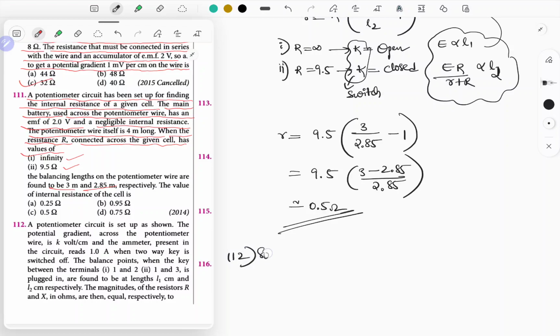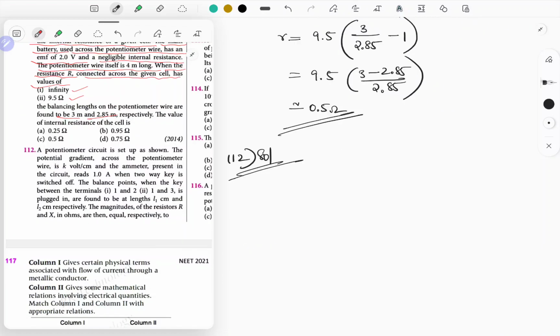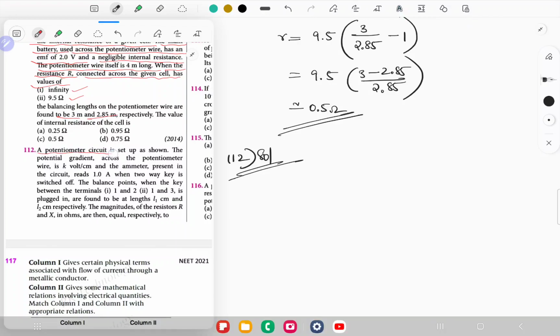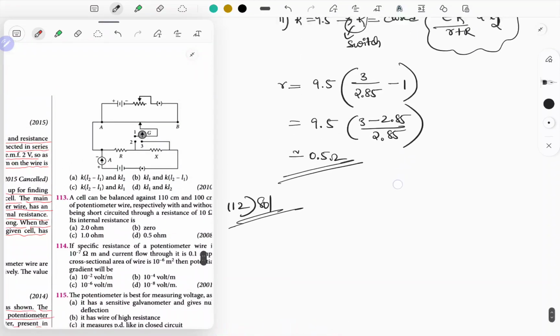Question number 112. A potentiometer circuit is set up as shown. The potential gradient across the potentiometer wire is K volt per centimeter. The ammeter present in the circuit reads 1 ampere. When the two-way key is switched off, the balance points when the key between the terminals 1 and 2 and 1 and 3 is plugged in are found to be at lengths L1 centimeter and L2 centimeter respectively. The magnitudes of capital R and X in ohms are then equal respectively to, okay, super, they are asking R and X.